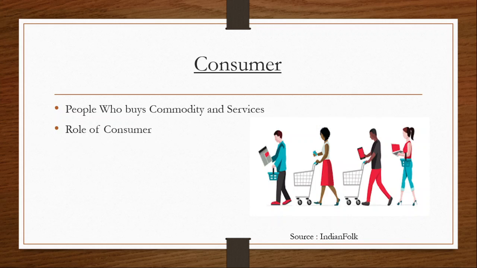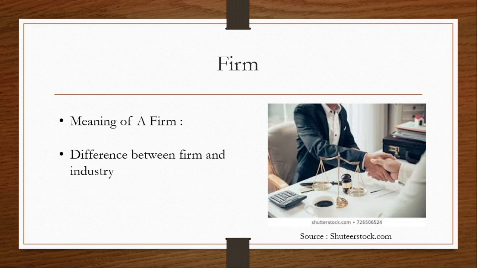The second is the consumer. Consumers and households are nearly the same people, but they are the targeted audience for whom the production happens. Hence, people who buy things are the consumers.